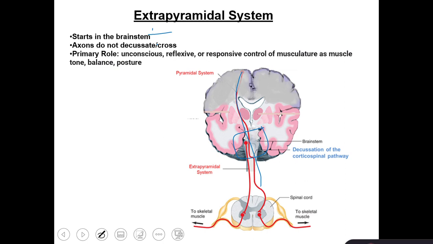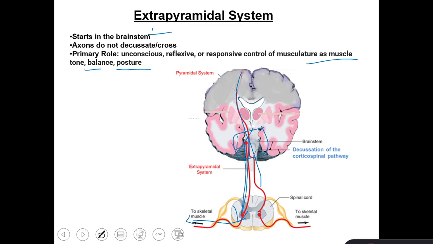the extrapyramidal system that comes from the brain stem does not cross over. So the signal goes to the same side of the spinal cord and to the skeletal muscles on the same side. Here, the extrapyramidal system is not specific like the pyramidal system. Actually, the primary role here is to maintain our muscle tone, our balance, and our posture. And also, this is responsible for reflexes.